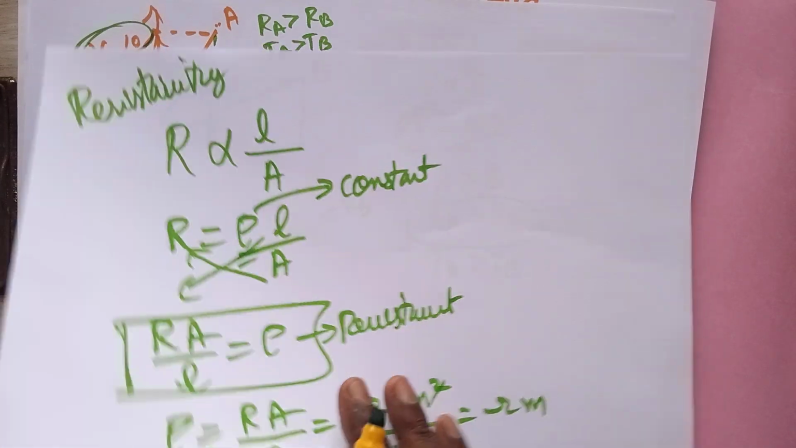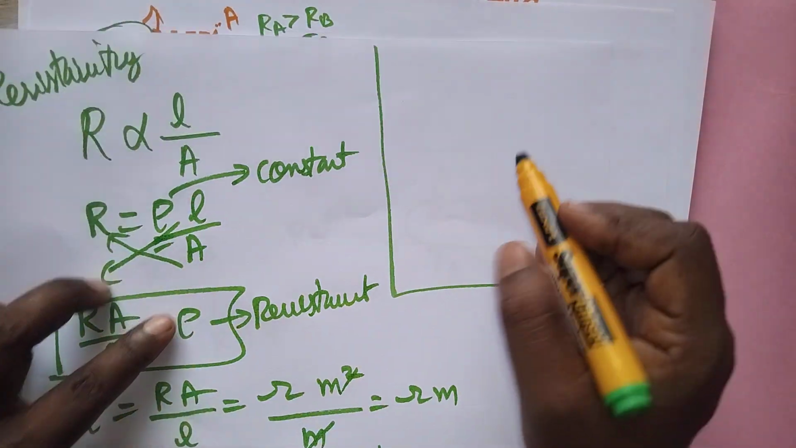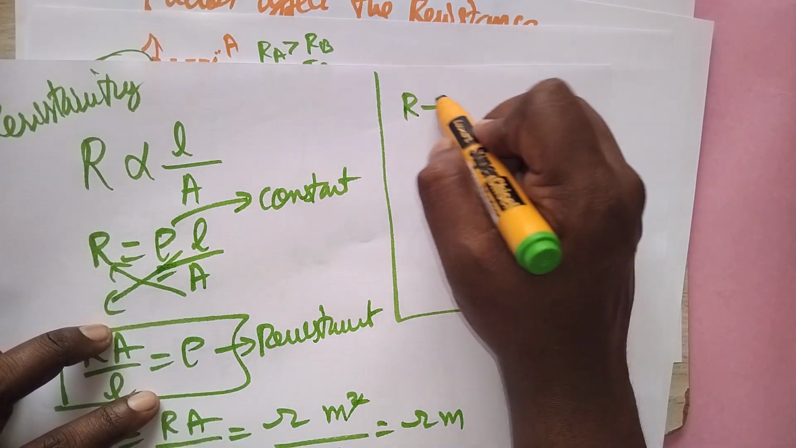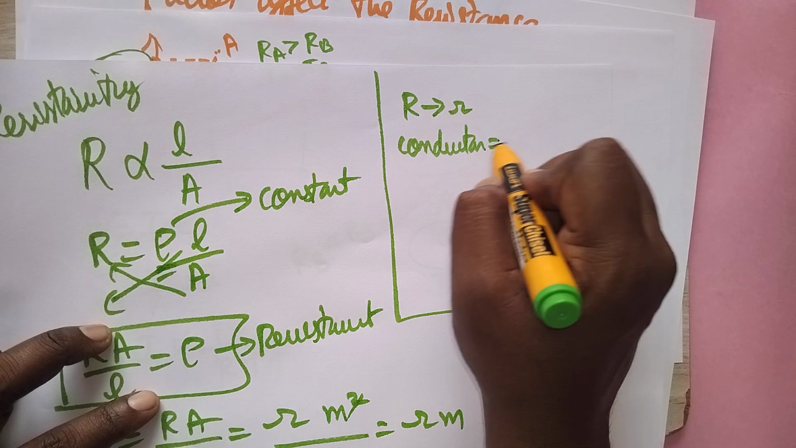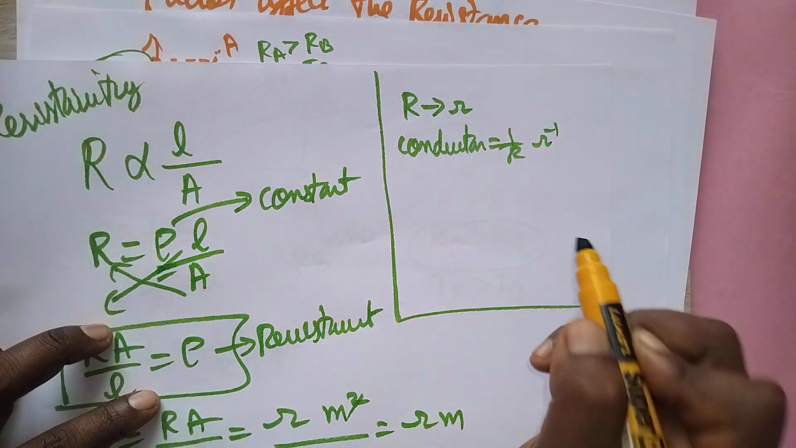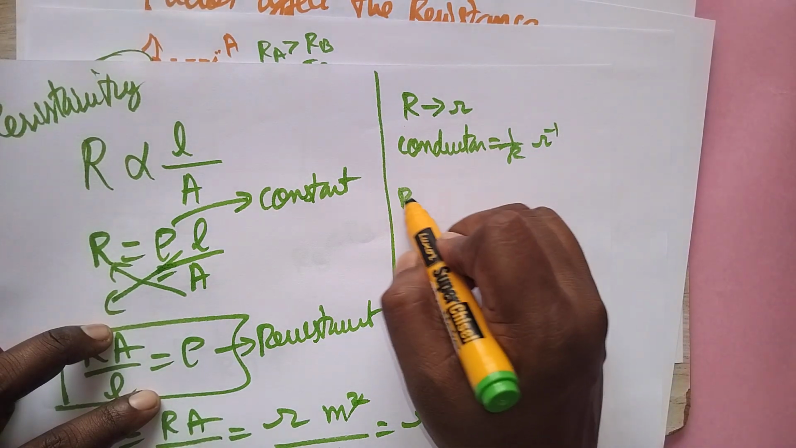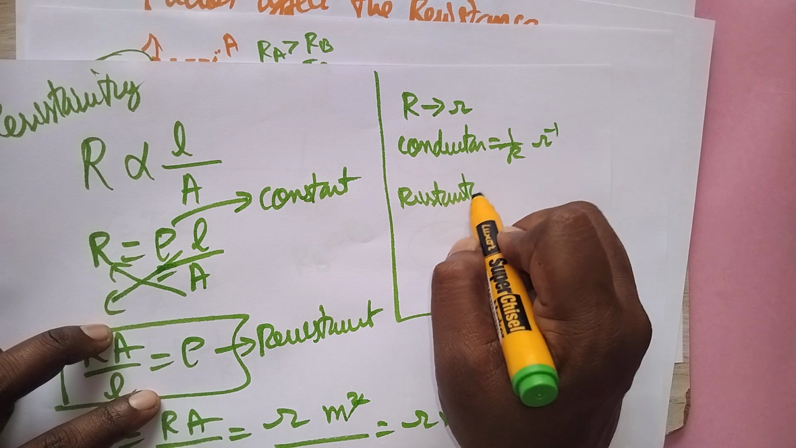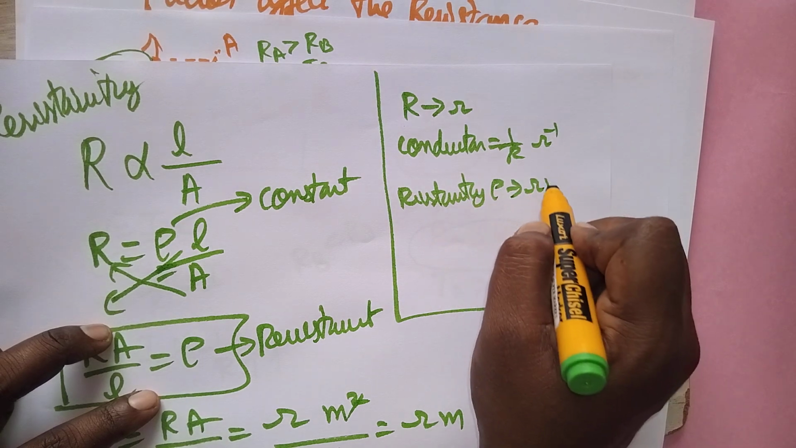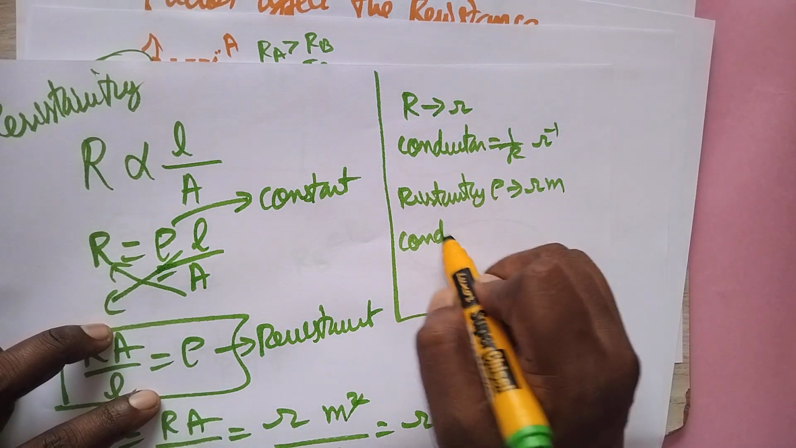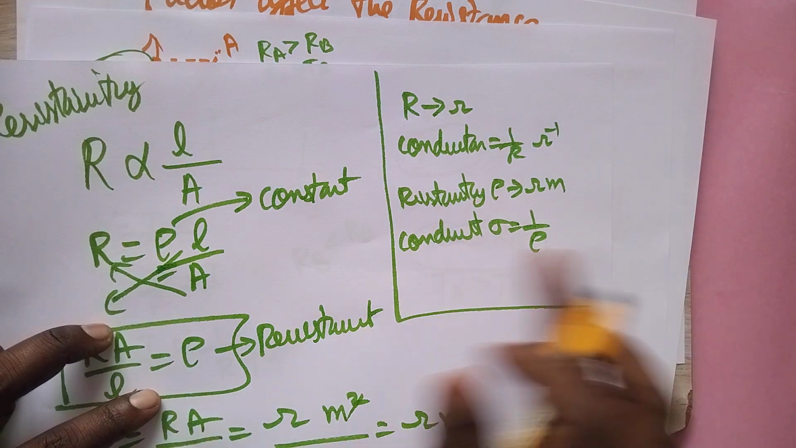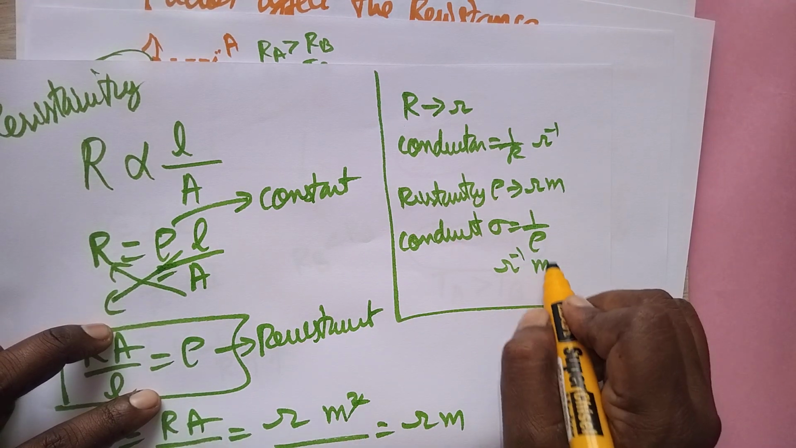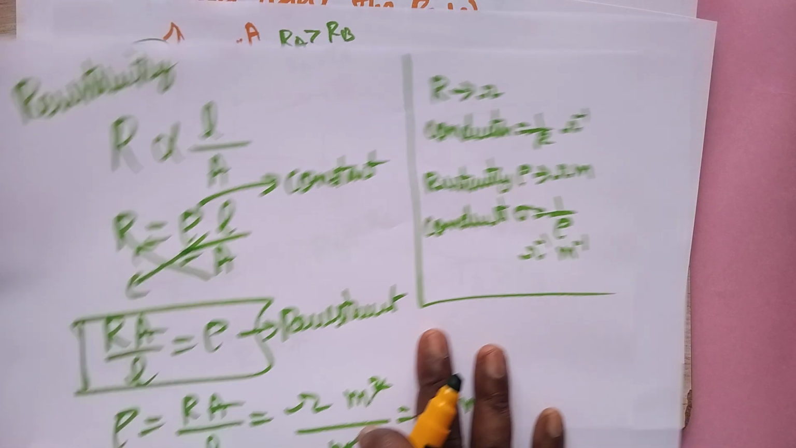See here, very, very small things you need to know. Resistance unit is called ohms. What about conductance? Conductance is 1 by resistance, unit ohm inverse, or 1 by ohms also. What about resistivity? We just learned resistivity is called rho, unit is ohm meter. What about conductivity? Conductivity is called sigma, 1 by rho, inversely proportional to resistivity, unit ohm inverse meter inverse. Okay, next.